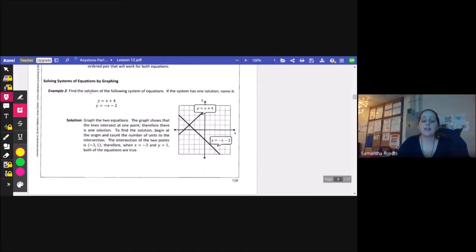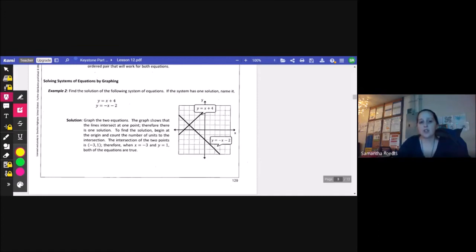Solving systems of equations by graphing. Find the solution of the following system of equations. If the system has one solution, name it. y equals x plus 4 and y equals negative x minus 2. I've graphed both of these, and you can see here is the point where they intersect.